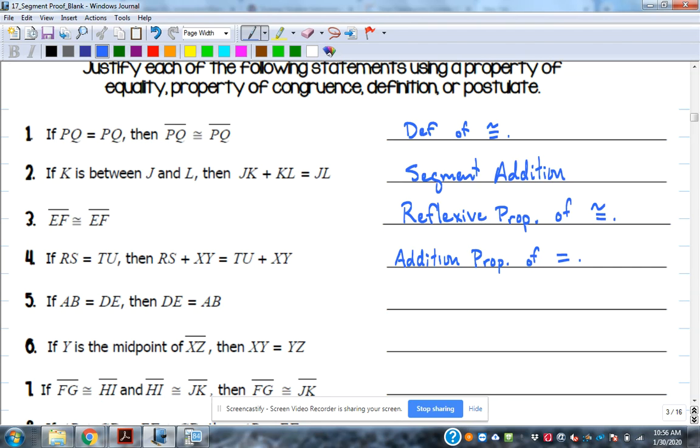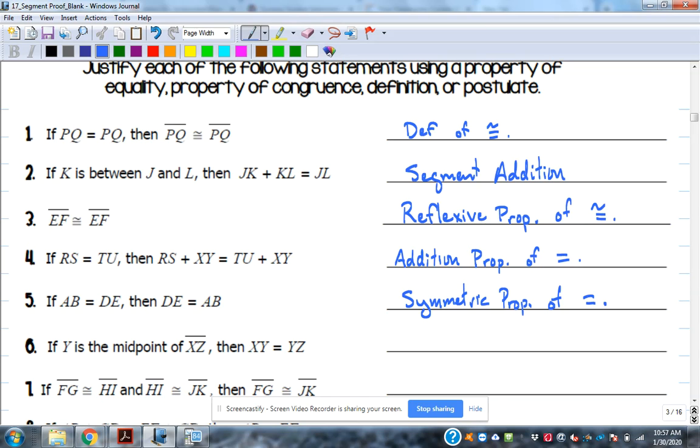Number 5, AB is equal to DE, then DE is equal to AB. It doesn't have the hats on it, doesn't have the object mark on it, so there's really just measurements, so numbers.